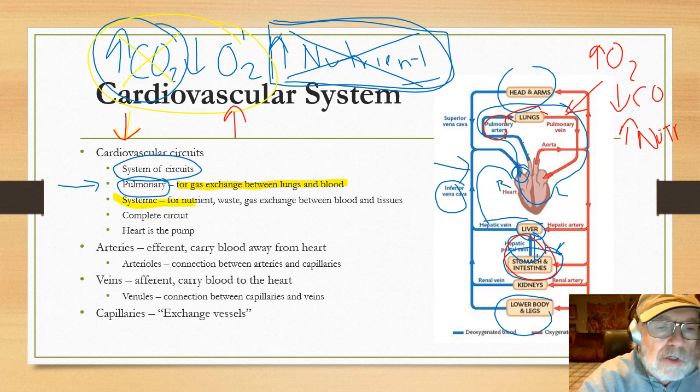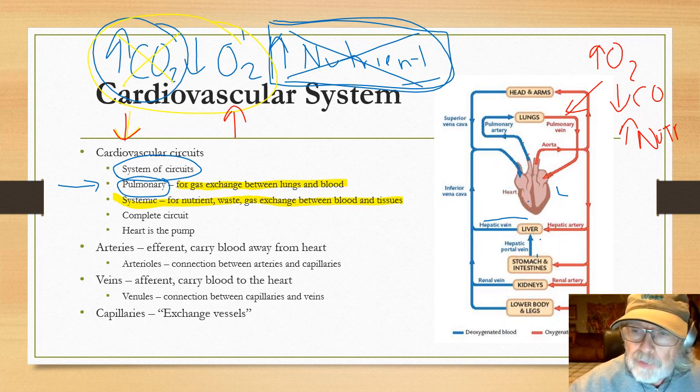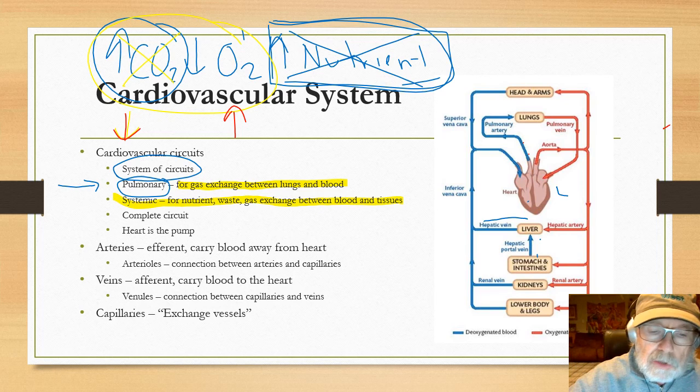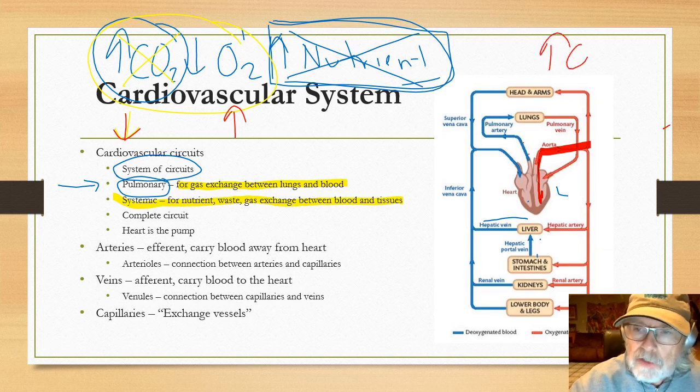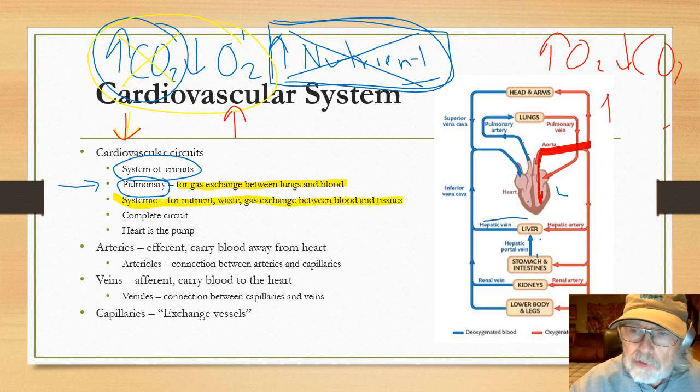The systemic circuit is the rest of this gobbledygook that we have down here. If I eliminate that pulmonary circuit we talked about, the rest of this is all my systemic circuit. Here's the left side of the heart. When the blood leaves the left side of the heart, we have increased oxygen, decreased carbon dioxide, and we have increased nutrients.